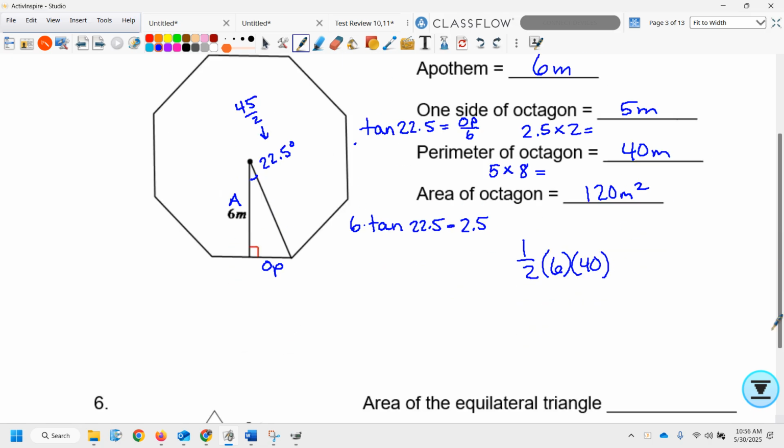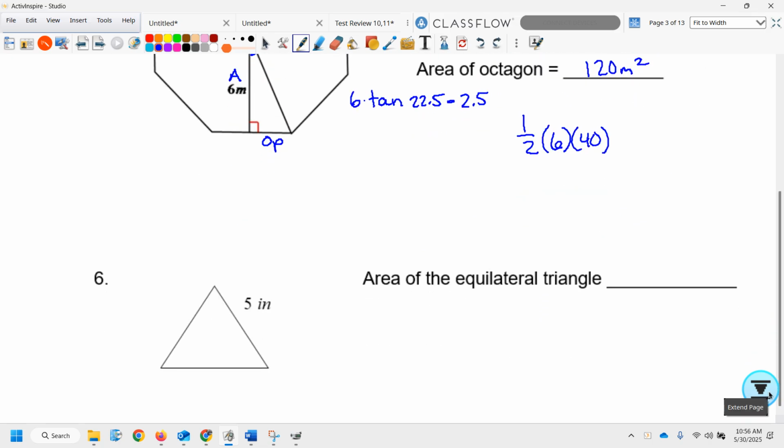All right. Oh, here we go. Area of an equilateral triangle. This is the same paper that you have. All right. 1/4 √3 side squared. That's the area. So 1/4 times √3. Close it off times 5 squared. I get 10.8 inches squared. Nailed it.